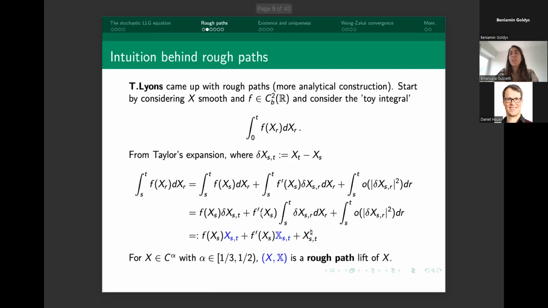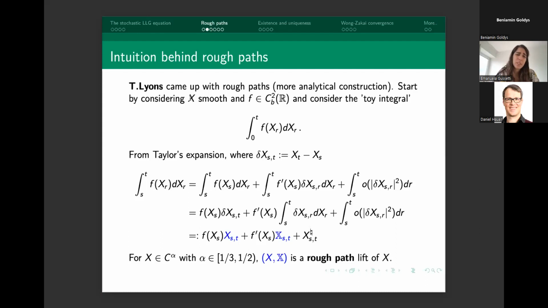And so in stochastic analysis, people came up with two types of integration, Stratonovich and Itô integration, that are still important also in the framework of rough paths, and we will see it later. Now I will give you a primer on rough path integration, that is the type of integration that we will use in this work. Terry Lyons came up with rough paths that give a more analytical construction to stochastic integrals.